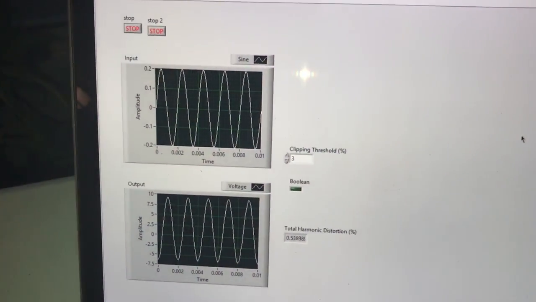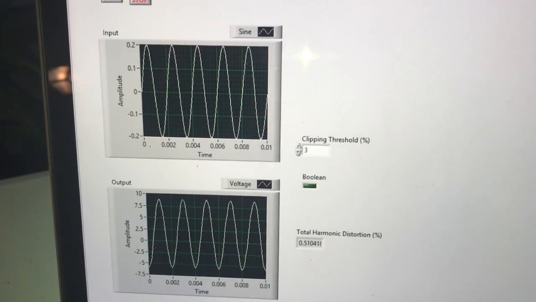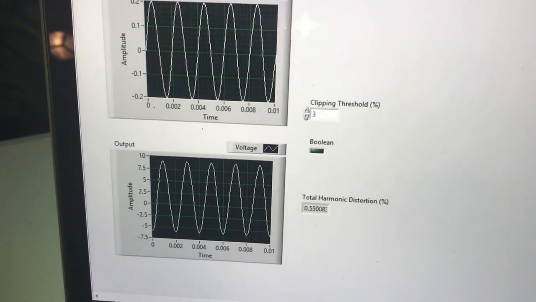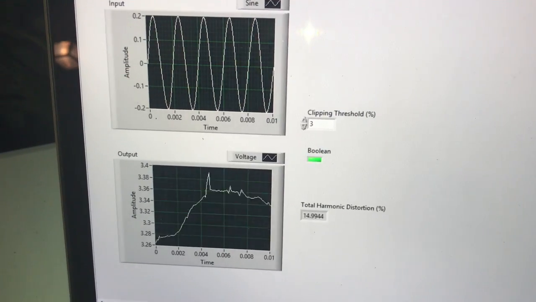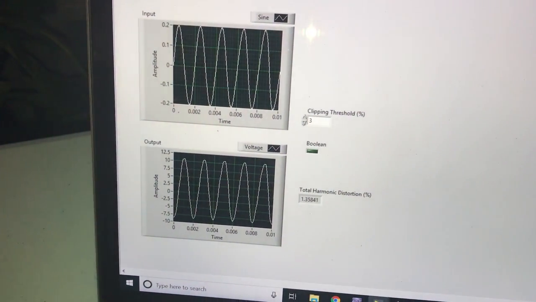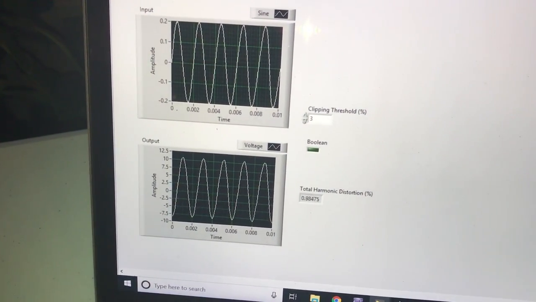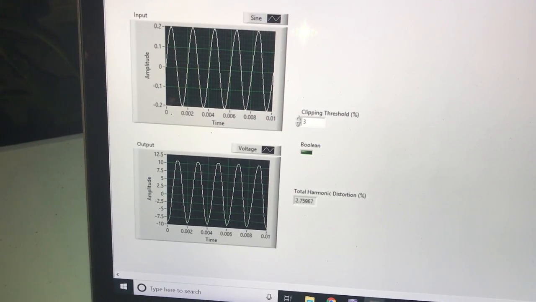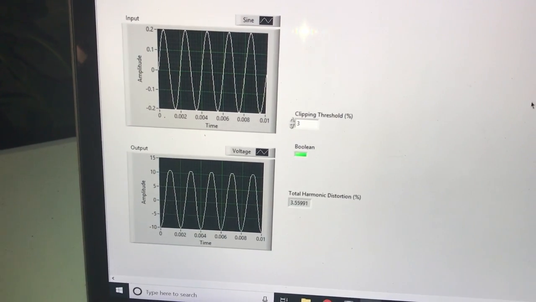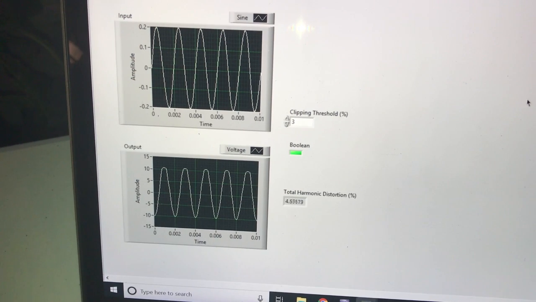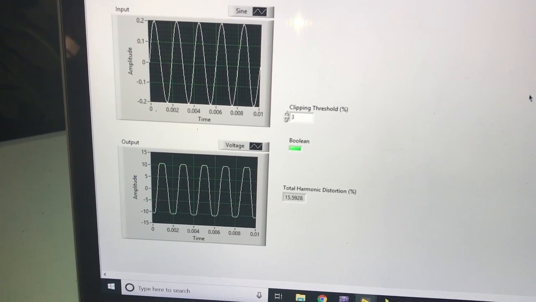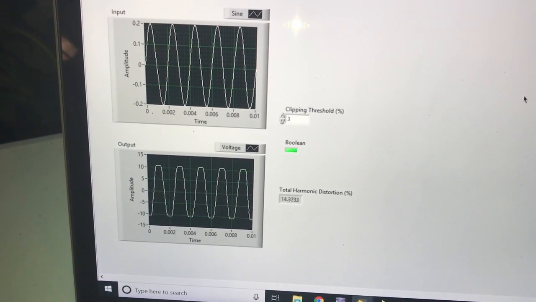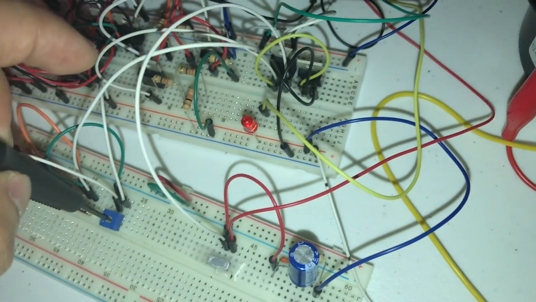So right now we have LabVIEW outputting a 0.2 volts peak signal into our amplifier circuit. And I can change the volume using the potentiometer. So you can see as we go over about 10 volts peak, that's the limit of our rails. And you can see when it goes over 3% total harmonic distortion, that Boolean comes on. And you can also see the LED comes on.